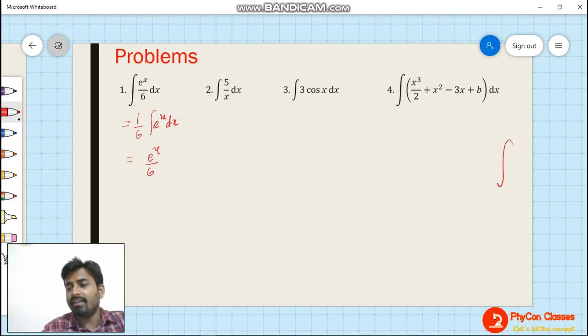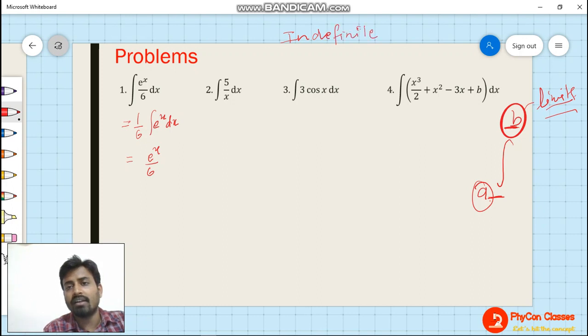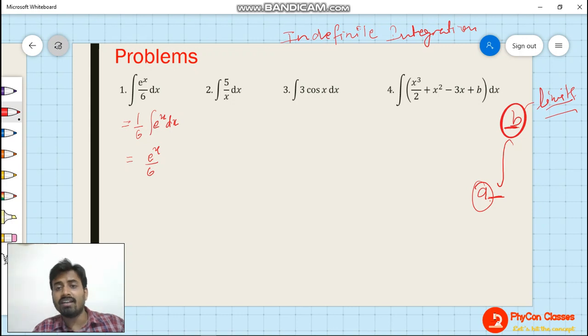Whenever we have an integration, if there is no limit, previously I told you it is moving from a to b. In the previous topic, I told you integration is starting from a and ending at b. These a and b are called limits. If these are not given, the integration is called indefinite integration. And if the limits are given, that is called definite integration.